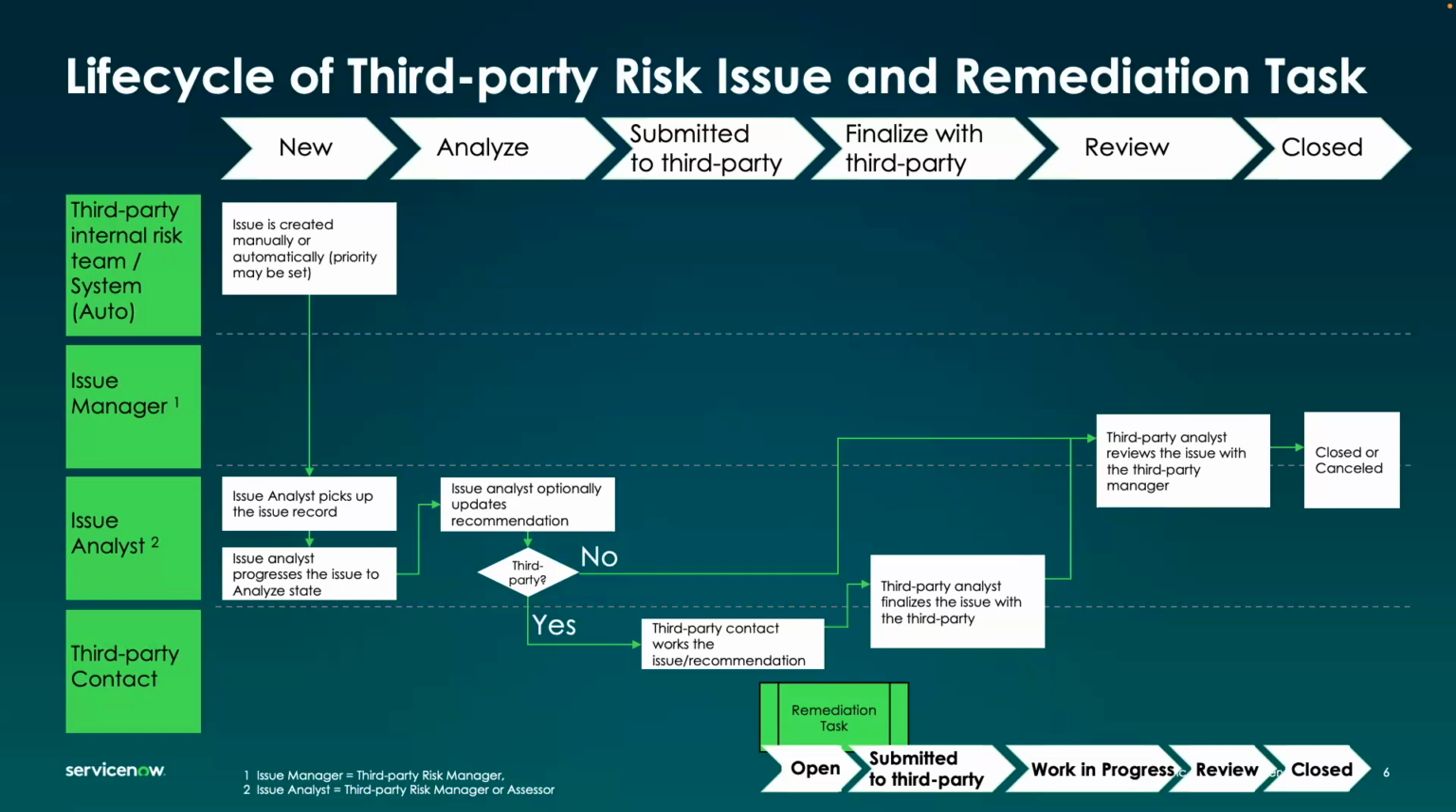Then comes the finalize with third party stage. This is an interactive phase where the third party response can be reviewed collaboratively. Feedback to the response may be shared, remediation plans may be revisited, or the internal team may create additional remediation tasks when finalizing the issue with the third party to ensure that the issue is remediated or request clarifications.